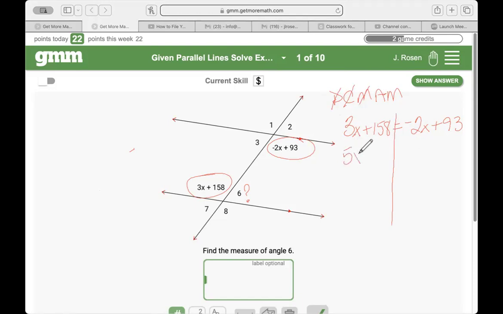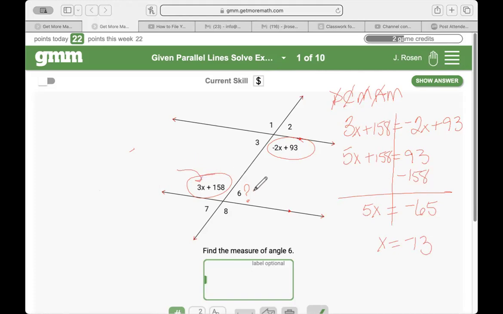And that's going to get us 5x plus 158. And then we're going to get rid of the addition or subtraction next to the variable. So we're going to subtract 158. I'm going to put that in the calculator. I got 93 minus 158 is negative 65. And then we're going to divide by 5, which is negative 13. Okay, so now we know what x equals. We're going to substitute it into this one.